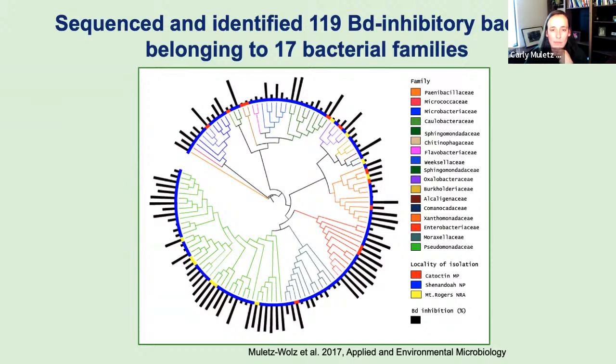So I sequenced and identified 119 BD inhibitory bacteria, which belong to 17 bacterial families. And this was from that first field survey that I did. So looking at Plethodon species in Catoctin Mountain Park, Shenandoah National Park, and Mount Rogers, so showing you where all of those isolates came from, the relationship of all of those bacteria, and how inhibitory they were of BD.